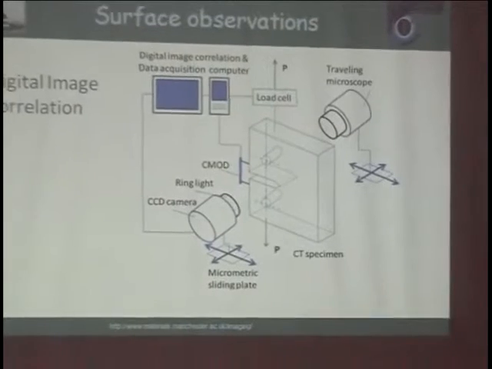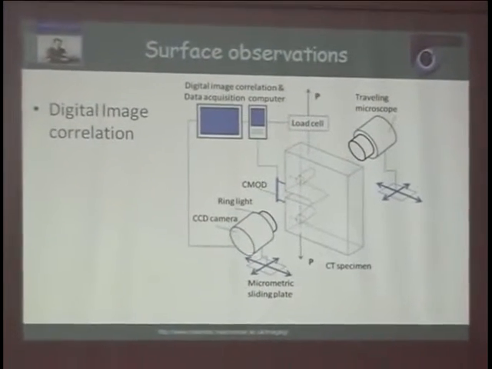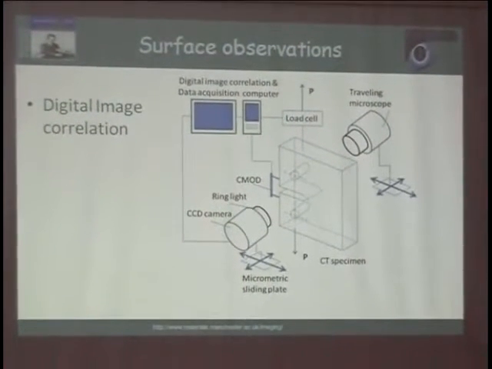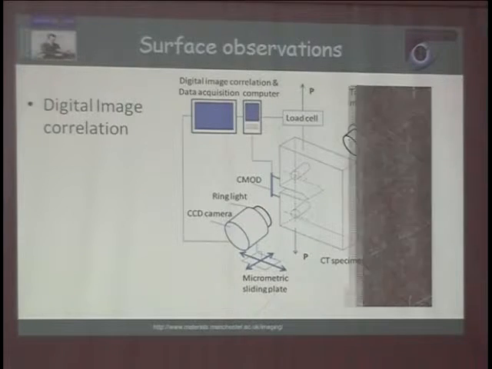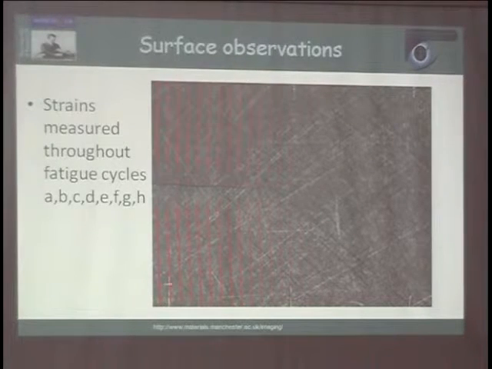So I'm not going to go into detail about digital image correlation, but we simply measured with one CCD camera the crack surface. We used a travelling microscope on the other side in order to measure the crack growth rate, and we recorded the displacements. And you get something that looks a little bit like this.